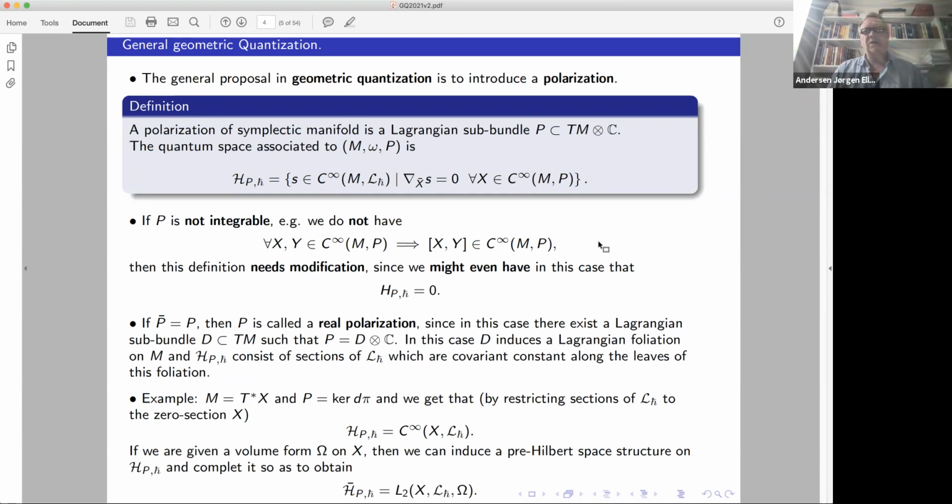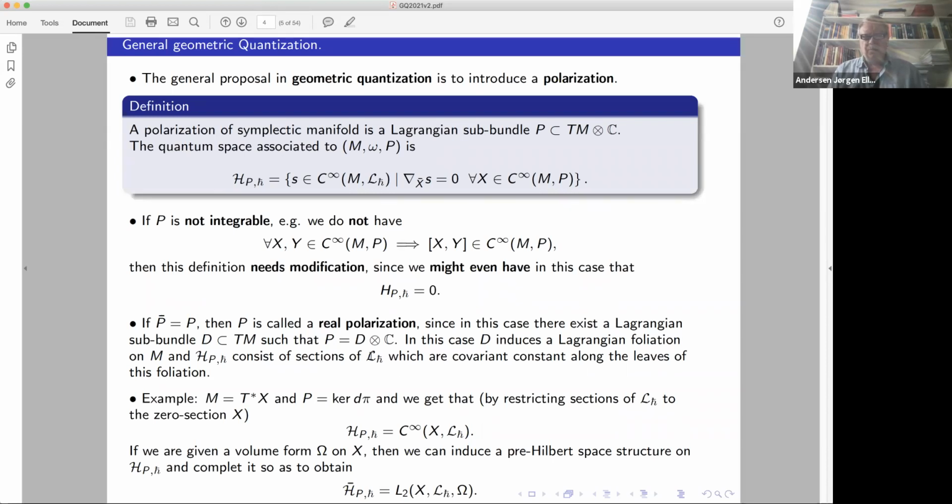So it is possible actually still to proceed even if we don't have this integrability, but that will be for another talk. But let me just illustrate this in a way that relates very well to canonical quantization, namely if we choose what's called a real polarization. So a real polarization satisfies that if you conjugate it, you get exactly back P again. And that means that there actually is a real subbundle of the tangent bundle, which is Lagrangian, such that when you complexify that, you get P. And so therefore, you will get induced the Lagrangian foliation on M if it's integrable.